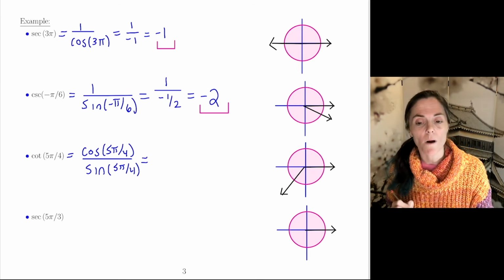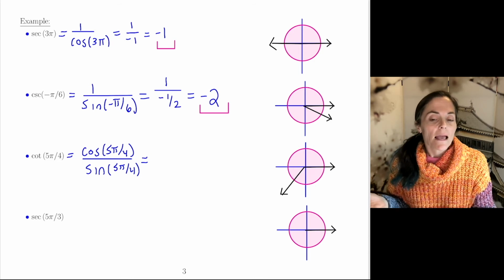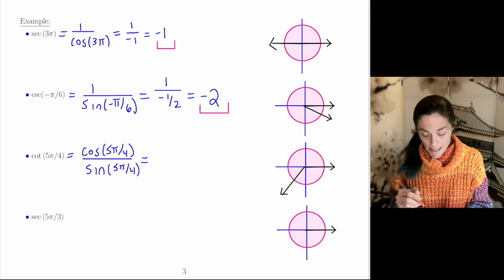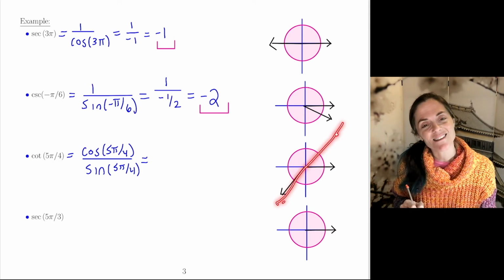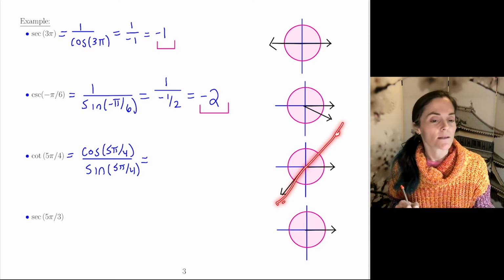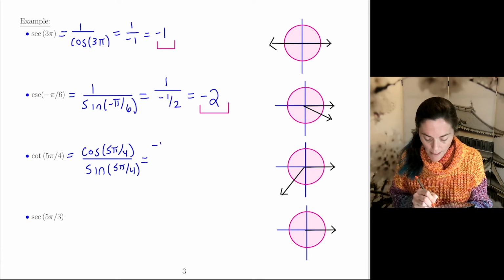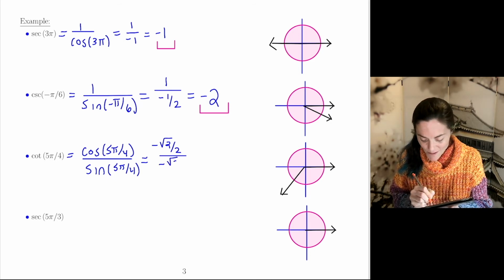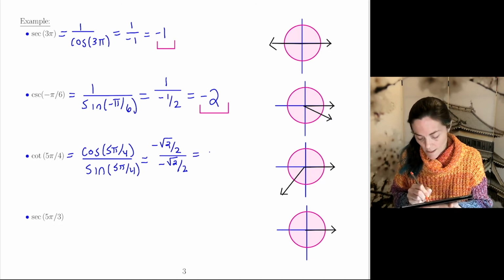Well, in this quadrant, cosine and sine, they're both negative. In fact, I could answer this right now just realizing that this sits along the line y equals x, so the cosine and sine are the same, and so the cotangent will be 1. But if you wanted to write out the details, this would be negative square root 2 over 2, and then divided by the same thing, negative square root 2 over 2. My reference angle is pi over 4, and so we get 1.